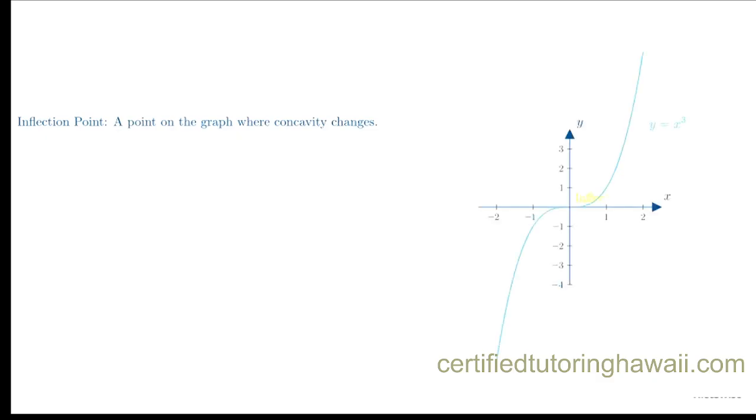The point where a graph changes from concave up to concave down, or vice versa, is called an inflection point. An inflection point is where the concavity changes. At an inflection point, the rate of change is not increasing or decreasing. It has a local maximum or local minimum slope. Think of it as the bend in the curve where it flips its curvature. In the graph of y equals x cubed, the origin, (0, 0), is an inflection point. To the left, it's concave down. To the right, it's concave up. The origin is the transition point.